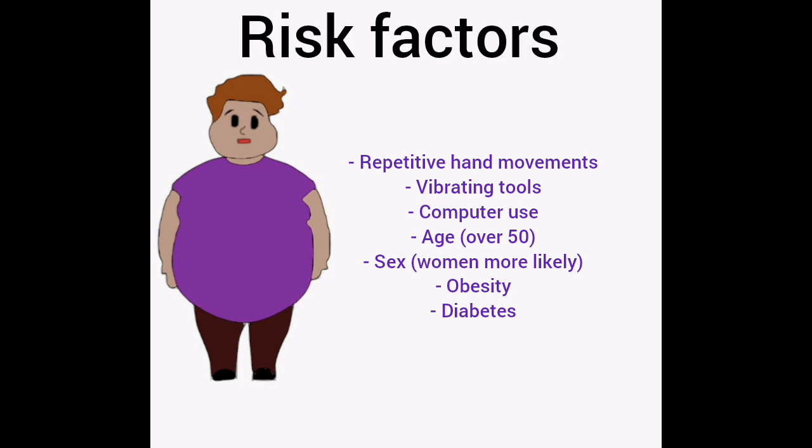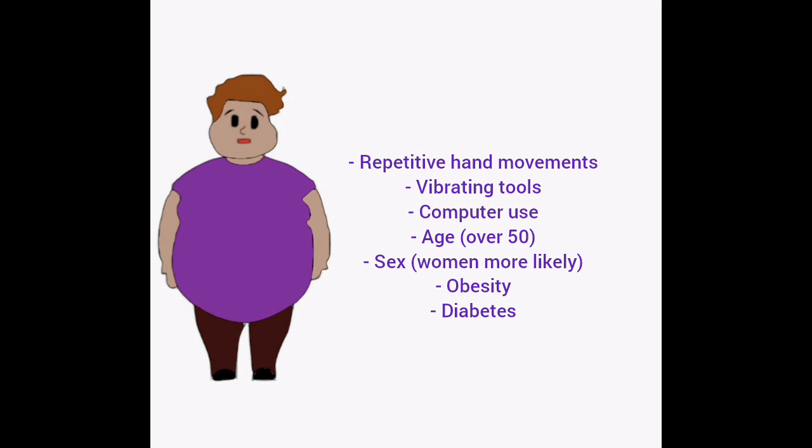Risk factors include occupations that involve highly repetitive hand or wrist movements, the use of vibrating tools, and computer use, especially typing or the use of the mouse. These repetitive movements cause inflammation of the ligament or the tendons, which causes the compression of the median nerve.